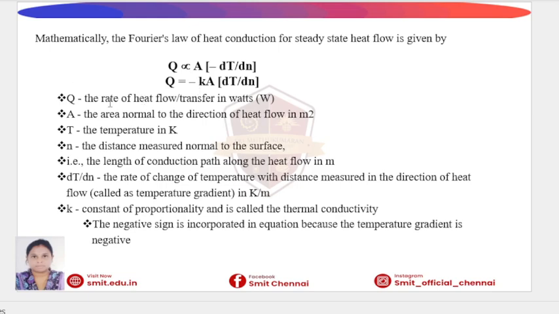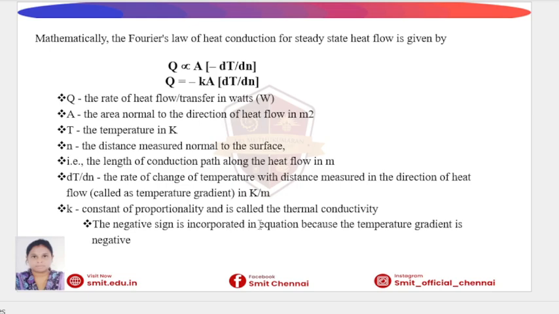So Q is the rate of heat flow or transfer, and A is the area normal to the direction of the heat flow, and T means temperature, n means distance measured normal to the surface, that is the length of the conduction path along the heat flow. And then dT by dn is the rate of change of temperature with the distance measured in the direction of heat flow. And k is a constant of proportionality. It is the thermal conductivity. Here one negative sign is there. Now what is the meaning of the negative sign?